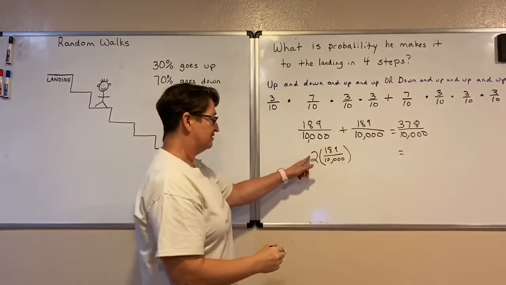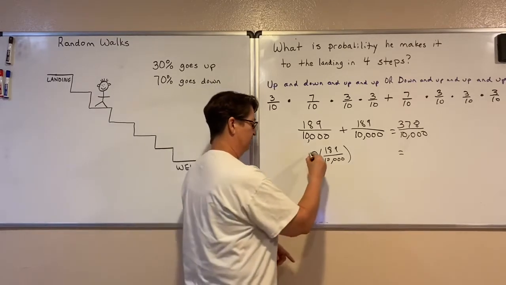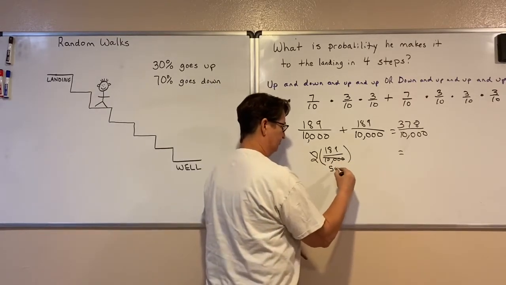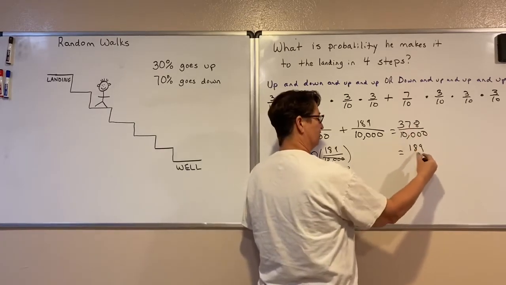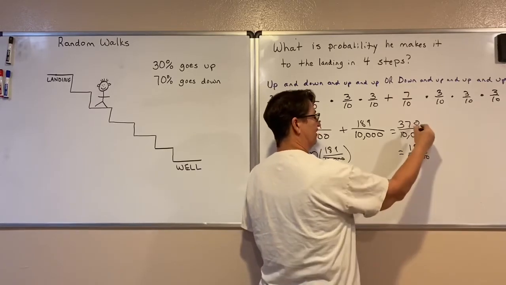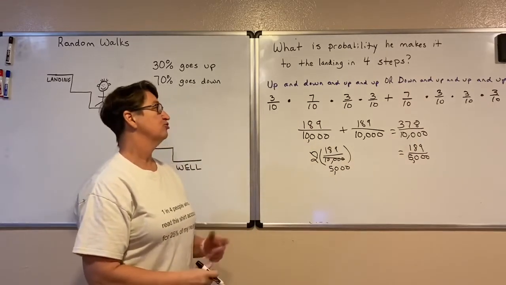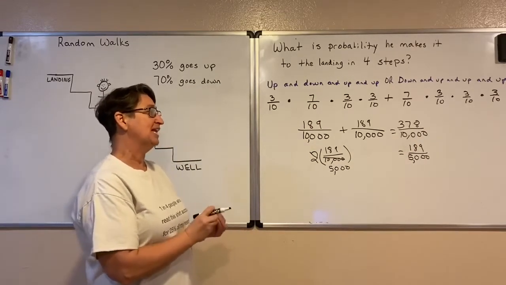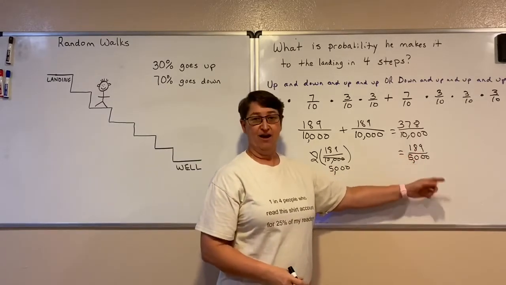And then I can simplify ahead of time. So notice this 2 goes into that 10,000 5,000 times. So if I were to reduce this, I would get the same thing. I'd get 189 over 5,000. You know, divide the top by 2 and divide the bottom by 2, so that I end up with that same thing. So the chance that he ends up at the landing in 4 steps is 189 out of 5,000 times.